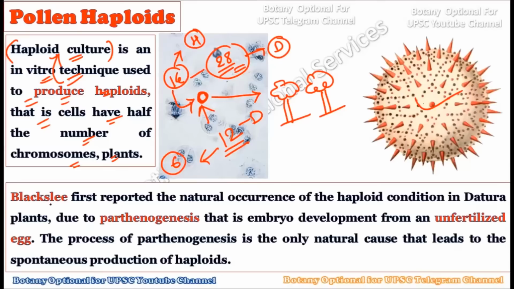Now see, the very first person who reported the natural occurrence of haploid plants is Blakeslee. Okay, Blakeslee is the name of the scientist who first reported the natural occurrence of the haploid condition in Datura plants.